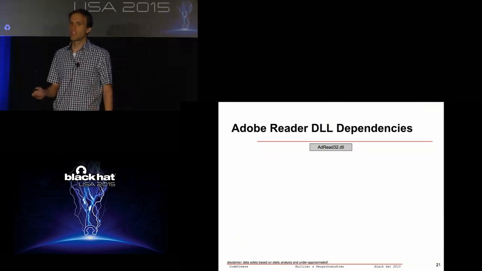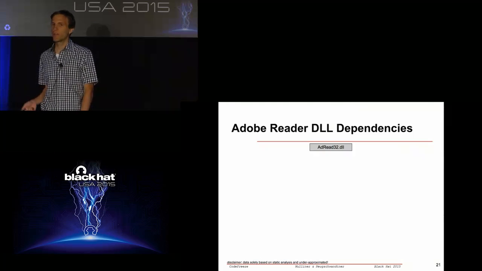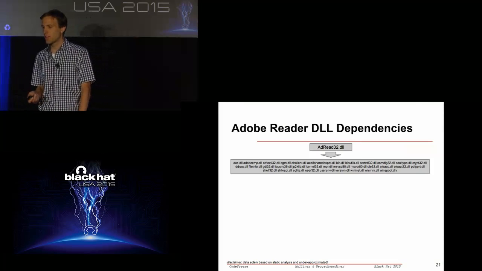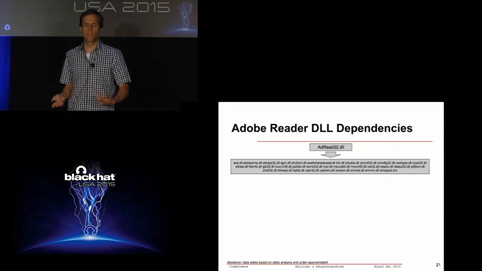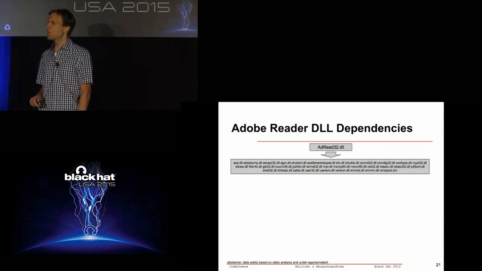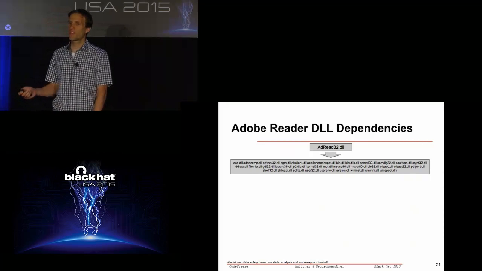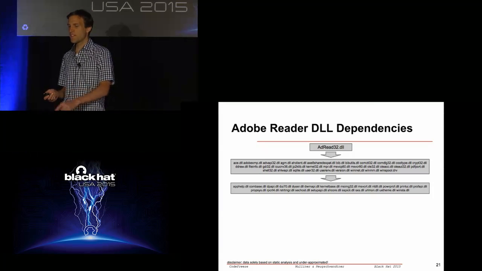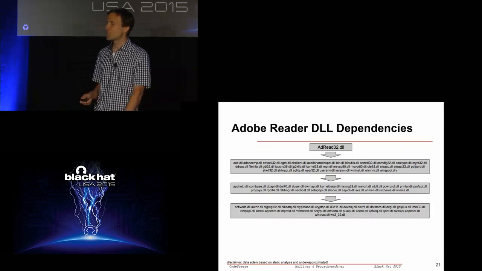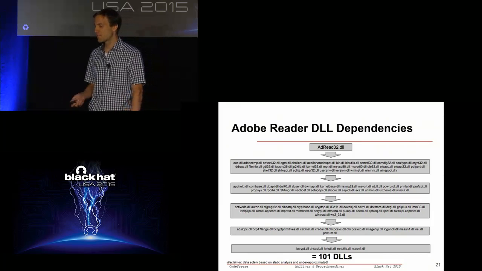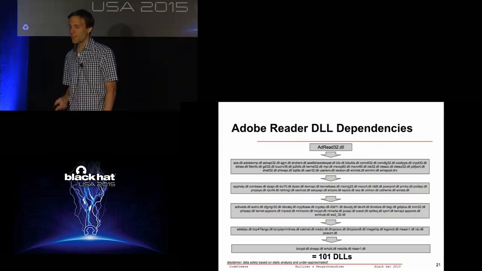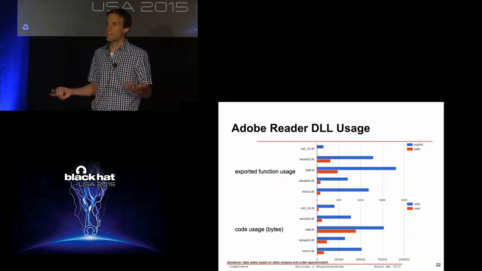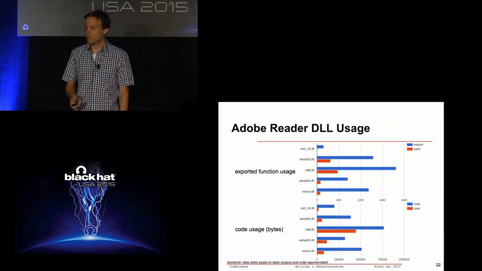As an example, we took a look at Adobe Reader, and we started out with the DLL that provides the main functionality of Adobe Reader, which is AcroRd32.dll. Then we looked at the dependencies of this DLL, and it was already a bunch. But then again, that's just the initial step, because these DLLs themselves depend on other DLLs. So that was the next step, and then these DLLs depend on others, and this goes on and on. In the end, you end up with over 100 DLLs, and this was just using static analysis, so the actual number is even higher.